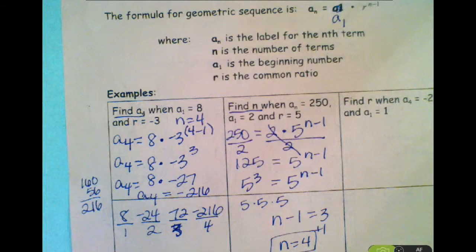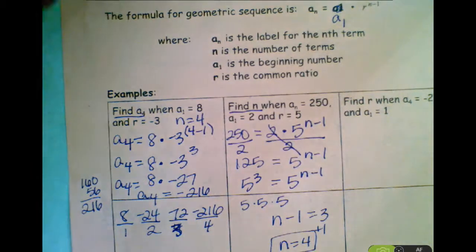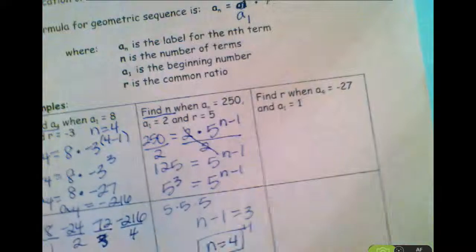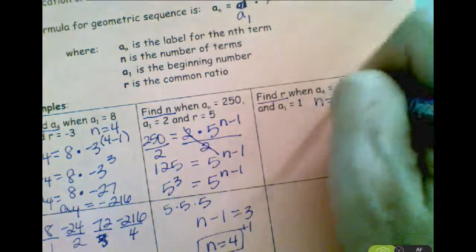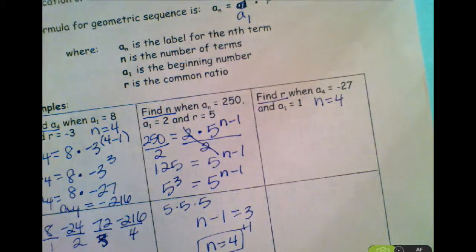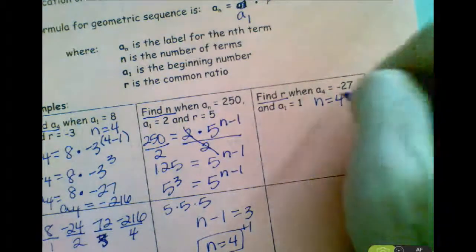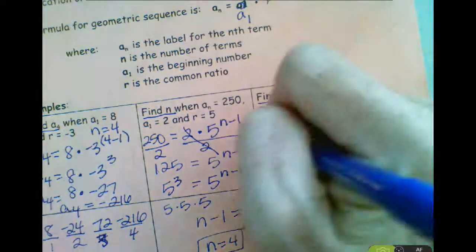Okay, last one. Now we need to find the rate. Now we need to figure out what it's being multiplied by each time. So, do we have a value for n? What's our value for n? 4. Good. Okay, so Percy, you want to try and fill in my equation for me? What's my A4 value? Negative 27.